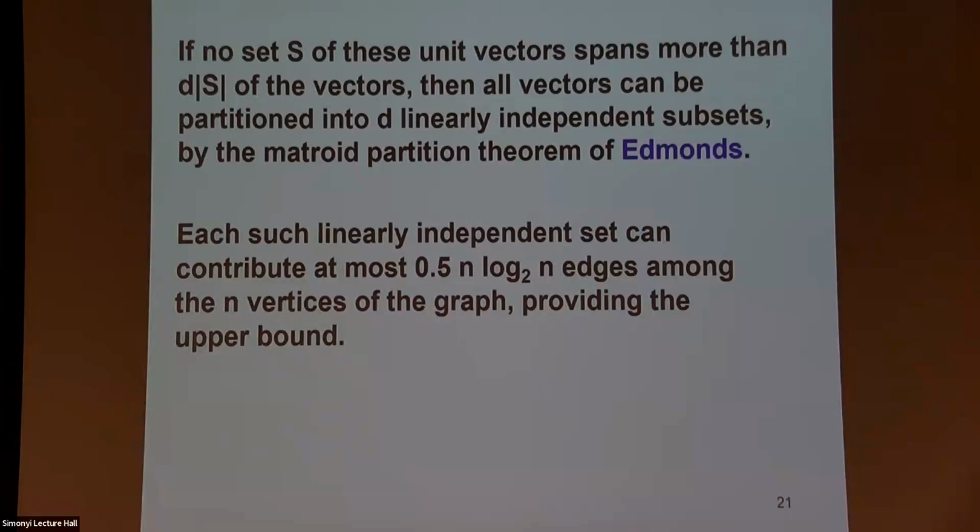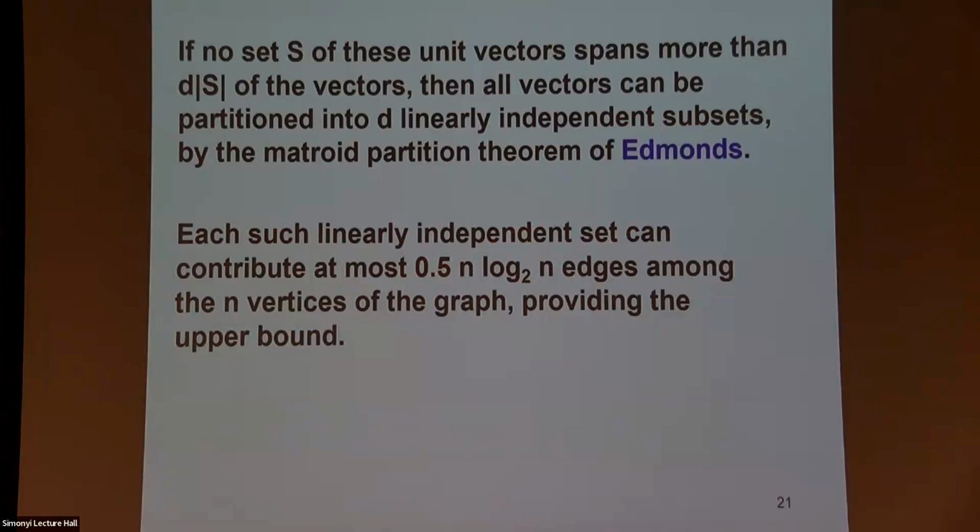If you have a collection of vectors over some field, and whenever you take X of them, the total rank of this set of X vectors is at least X over D, then you can partition them into D linearly independent sets. Okay. So because of this, if indeed we know that no set S spans more than D times S of the vectors, then we can split the whole set into not more than D linearly independent subsets. Each linearly independent subset will contribute at most half n log base 2 n edges, and altogether we get the claimed bound.